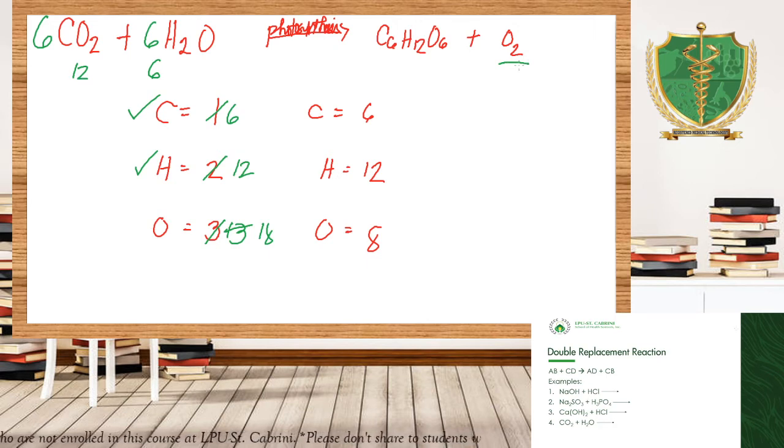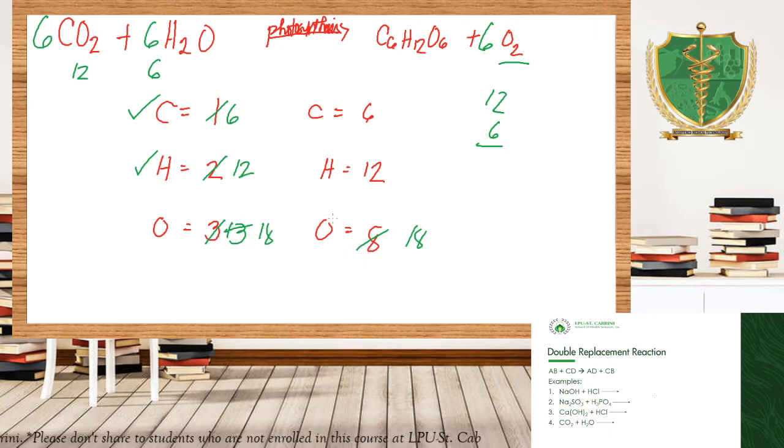Ilan yung oxygen dito? 8. No? 6 plus 2 is 8. Kailangan mo maging balance sila. So what number will you add as coefficient? 6. Bakit po? 6 times 2, 12 plus 6 ay 18. Balance, balance. And that is the balanced equation of the product of our photosynthesis. Carbon dioxide plus water will give you sugar, glucose, and oxygen.